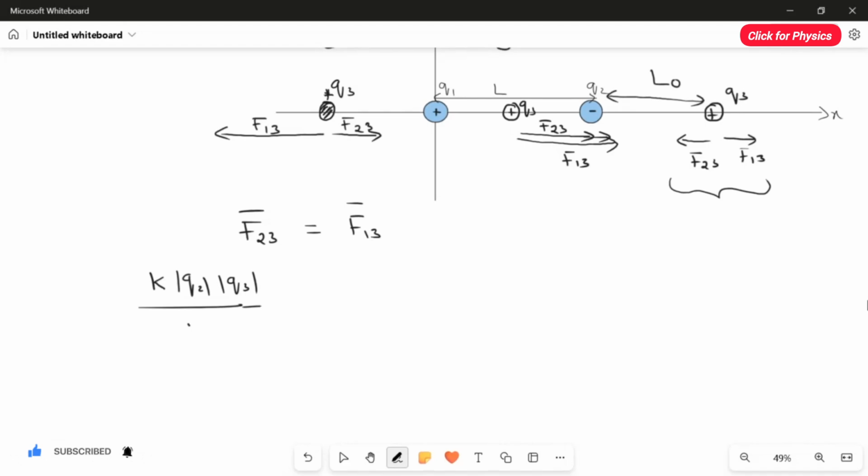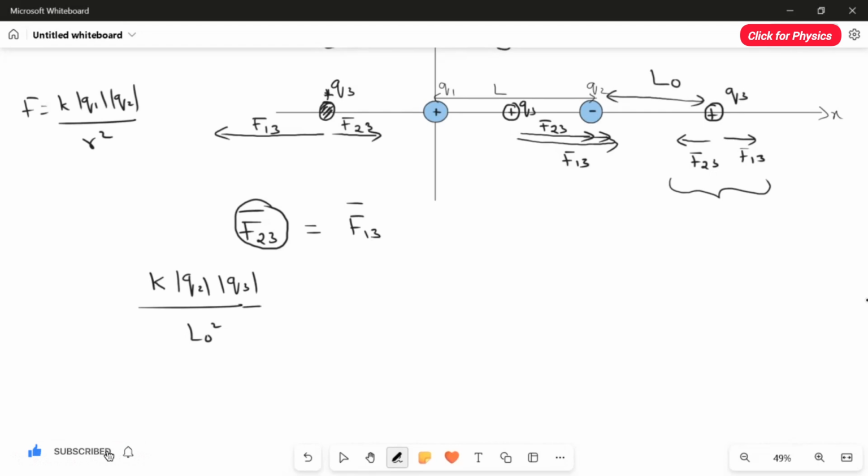So it is L naught square, because what Coulomb's law says is F equals K |Q1||Q2| over the square of the distance between the two charges. So the distance between Q2 and Q3, because I am applying Coulomb's law for the second charge and the third charge, is L0, so L0 square.